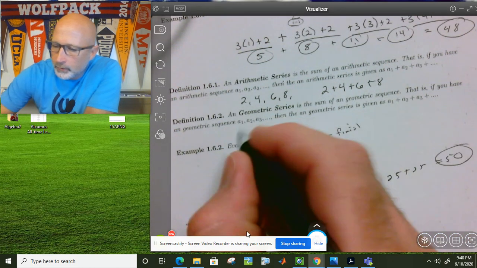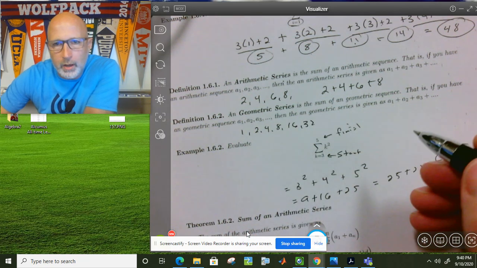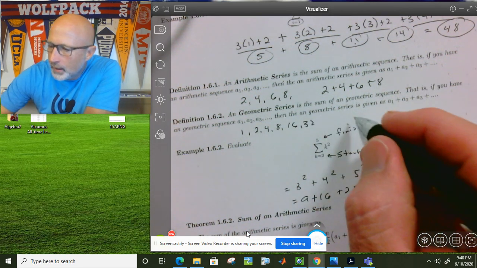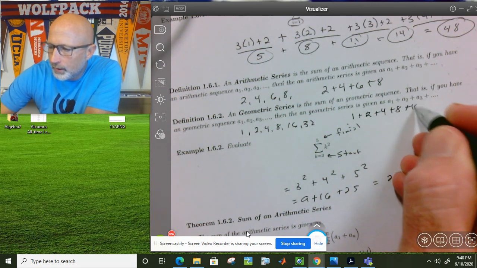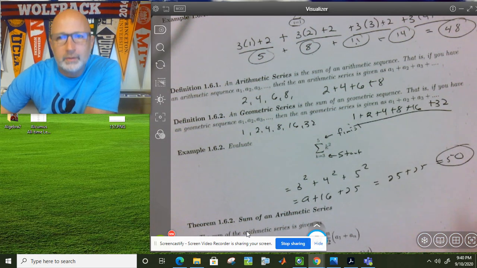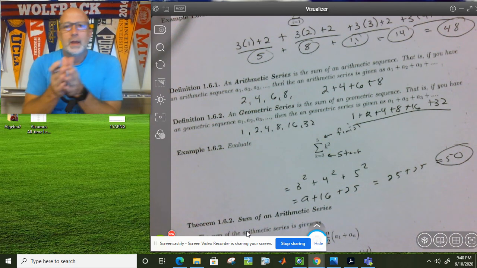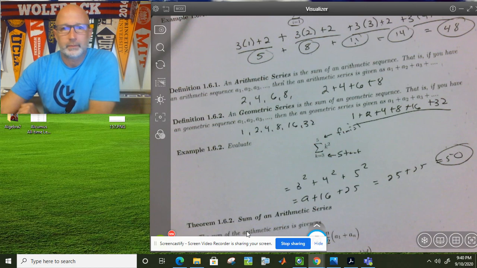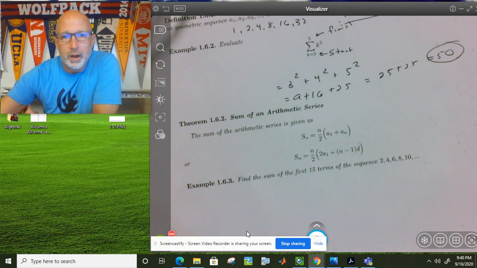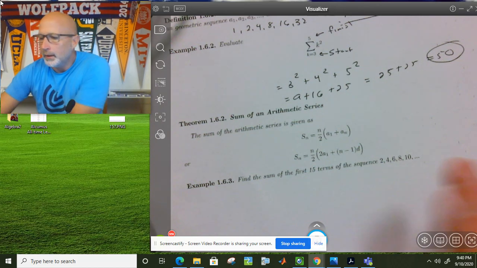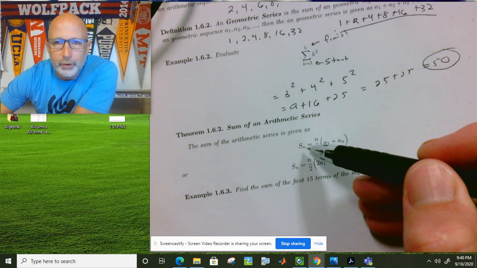Geometric: if you had something like 1, 2, 4, 8, 16, 32, and so on, that's a geometric sequence. If you add them up, 1 plus 2 plus 4 plus 8 plus 16 plus 32, that's going to be a series. So a sequence is when you have a list of numbers or things, and a series is when you're adding up those things. Now we have some formulas that you need to know. The first formula is the sum of the arithmetic series, given as this. This represents the sum of the first n numbers.